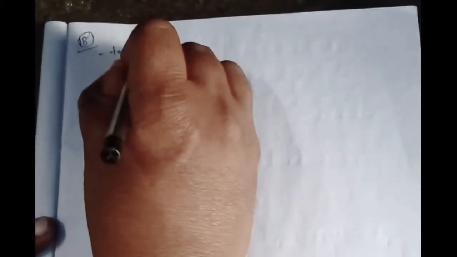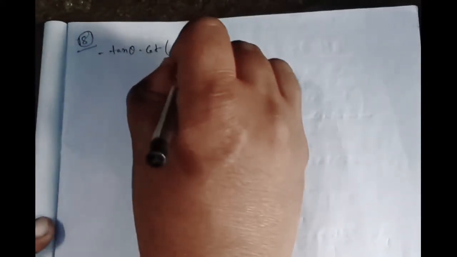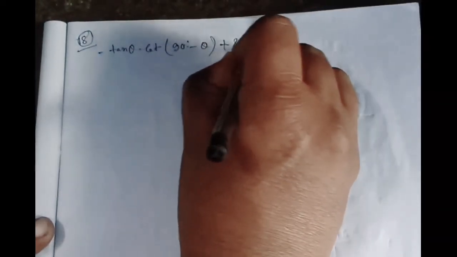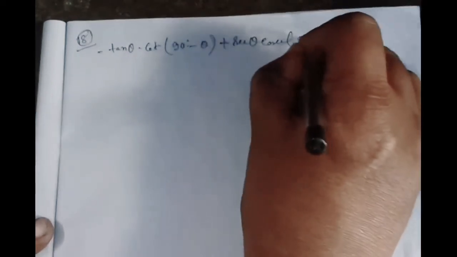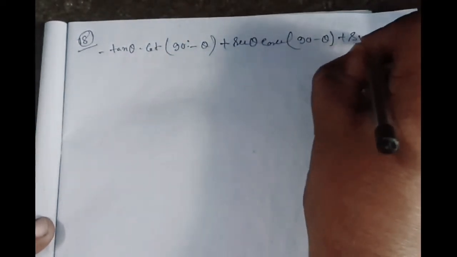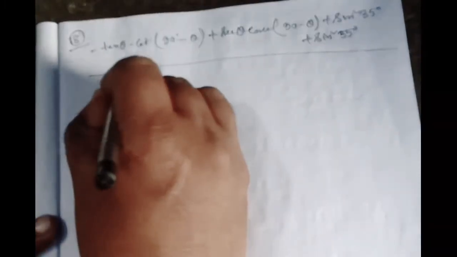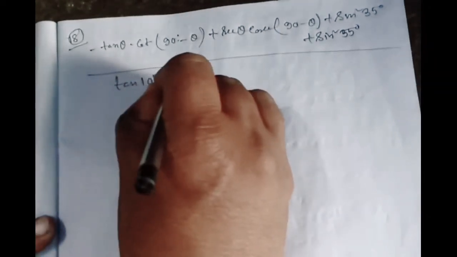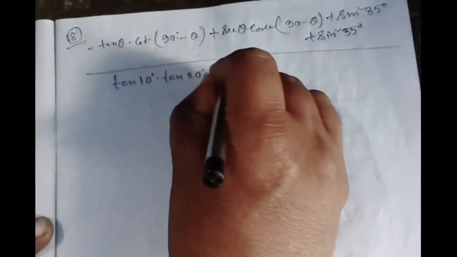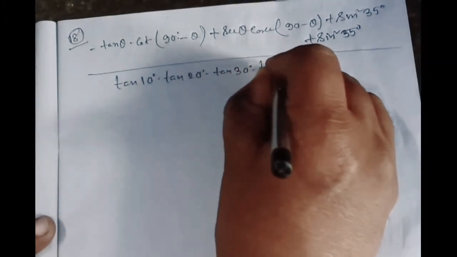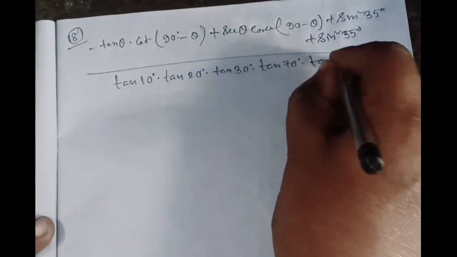Question number 18 I am doing. I am writing minus tan theta cot 90 degree minus theta plus sec theta cosec 90 degree minus theta plus sin square 35 degree plus sin square 55 degree divided by tan 10 degree tan 20 degree tan 30 degree tan 70 degree tan 80 degree.